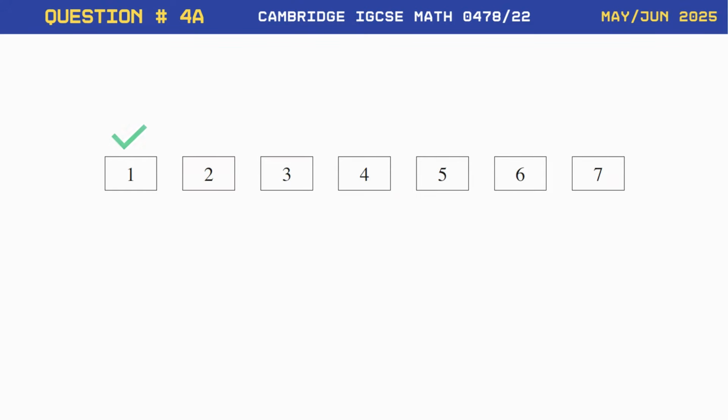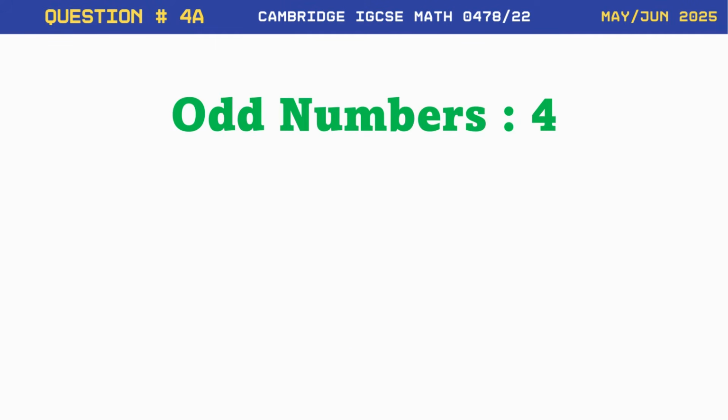First, let's remind ourselves which numbers are odd. The odd numbers in this set are 1, 3, 5 and 7. So there are 4 odd numbers. Now, how many cards are there altogether?